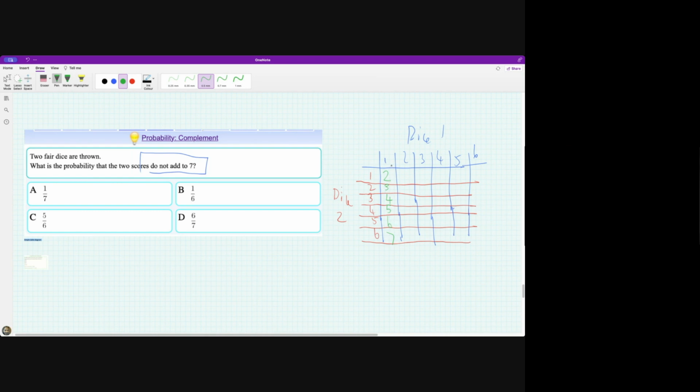Now, I've given you some help. I want you to try and work out what is the probability that the two scores do not add to 7. I want you to take this table and use it to help you figure out which answer you think is correct. Which answer do you think is the correct one?